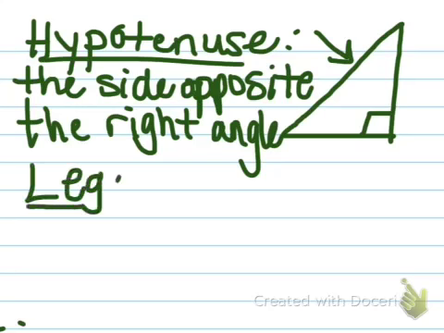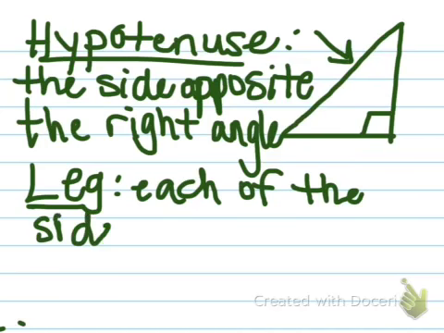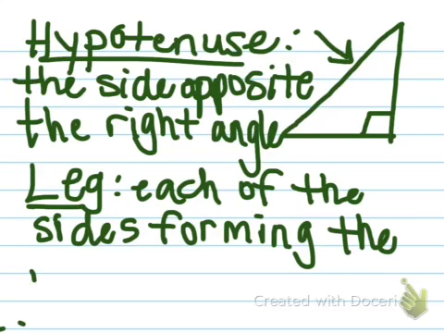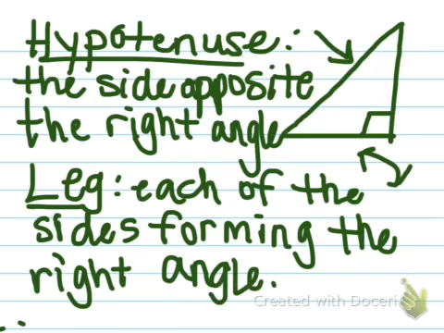The second part are the legs. The legs are the two sides that create the right angle. They will be the two shorter sides in every right triangle, and they will always form a right angle. Those are called the legs.